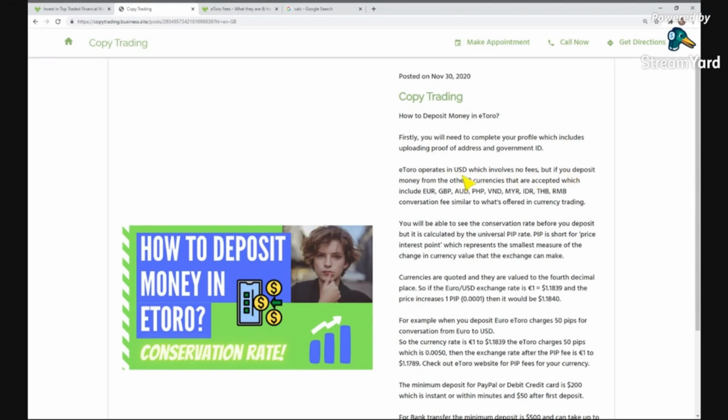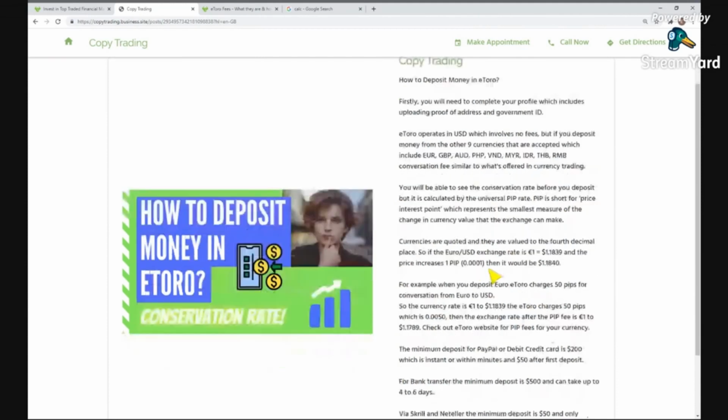But if you deposit money from the 9 other currencies that are accepted, which are the euro, the Great Britain pounds, the Australian dollar, the Filipino peso, the Vietnam dong, the MYR in Myanmar, the IDR in Indonesia, the Thai baht, and the RMB in China. So there's a conversion fee that is similar to that offered for currency trading. Okay, so you will be able to see the conversion rate before you deposit.